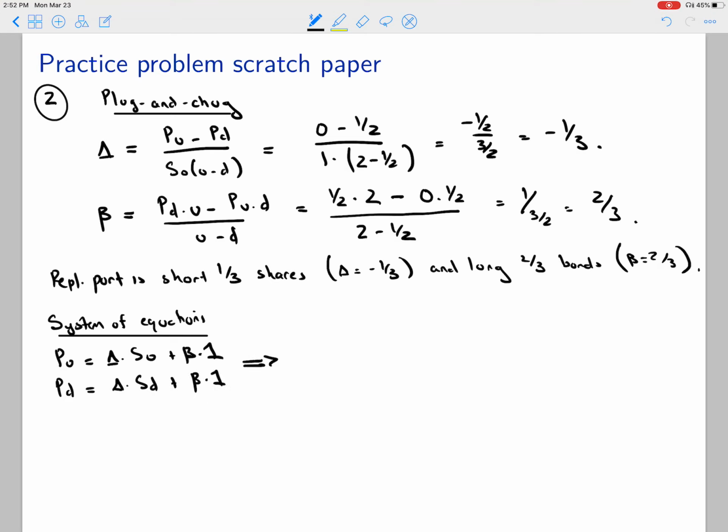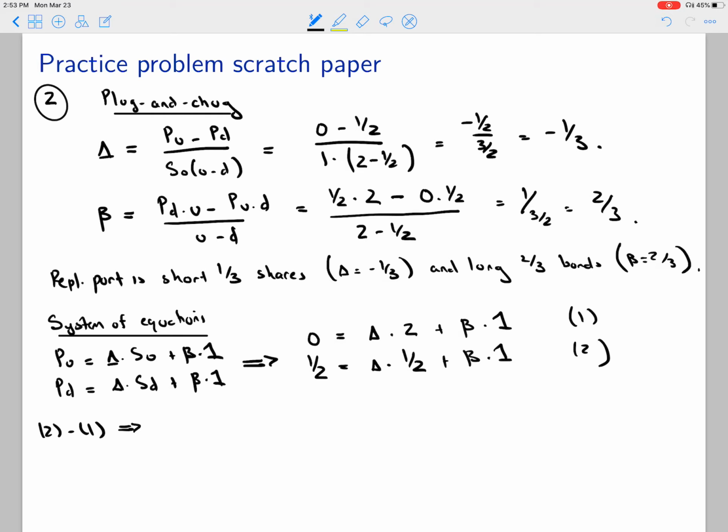Let's plug in some numbers. PU is 0 equals delta, which is what we're going to want to solve for, times SU. What was this? This was 2, plus beta times 1. We want to solve for beta as well. Payoff to the put in the downstate, second equation, 1/2 equals delta times SD, 1/2, plus beta times 1. Call the first one equation 1, call the second one equation 2. Let's subtract equation 1 from equation 2. What is this going to imply?